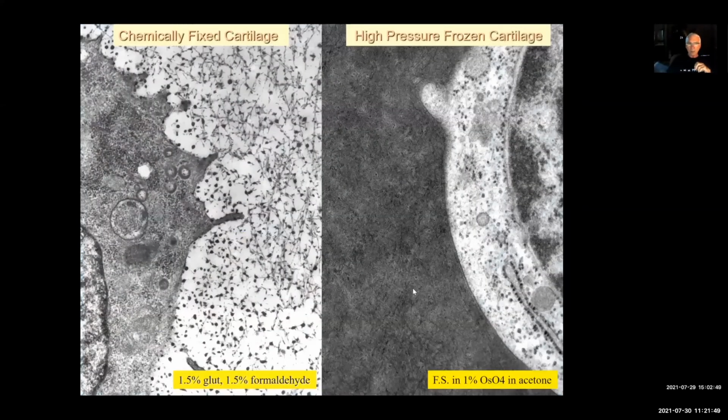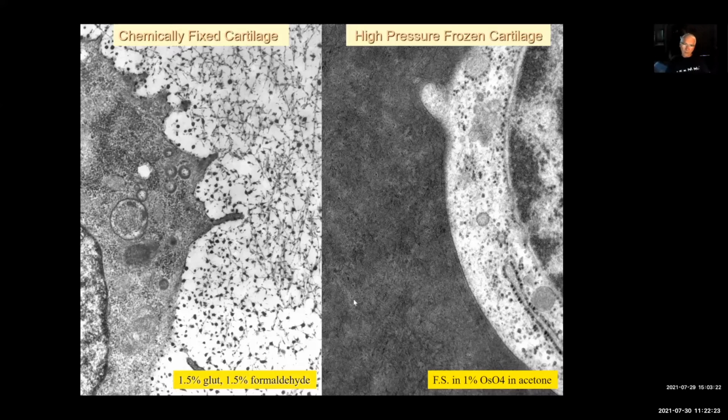If we then look at an alternative technique, high pressure freezing, and compare it to Spurr's embedded 3% glutaraldehyde fixed cartilage, you'll see again that the chondrocyte is pulled away from the matrix. Proteoglycans are collapsed on the surface of these collagen fibrils, and there's an overall ragged appearance of the chondrocyte, as opposed to the high pressure freezing, which retains this intimate association of the plasmalemma of the chondrocyte with the matrix.